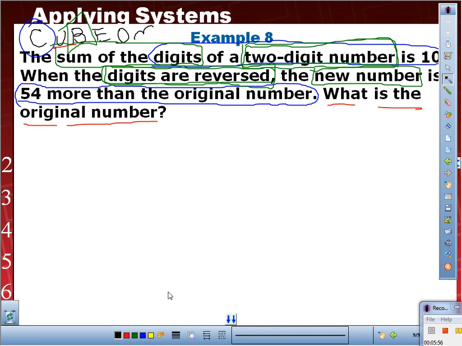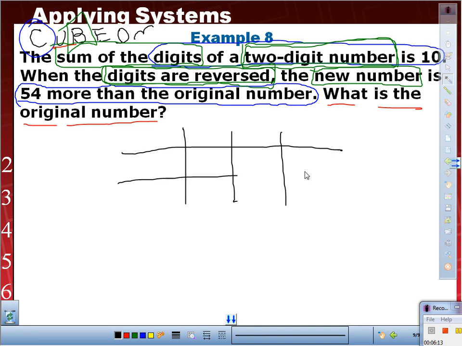So here goes the process. This is a word problem, yes? So what do we do with word problems? We start a table. How many lines down? 3. So 3 lines down. 1, 2, 3. 2 across. All right.